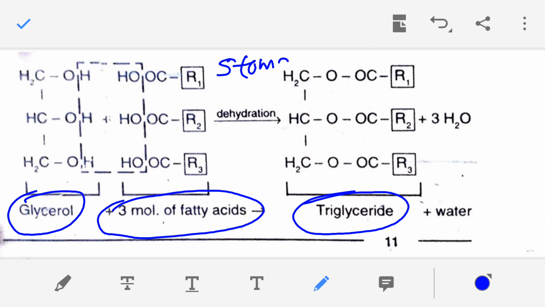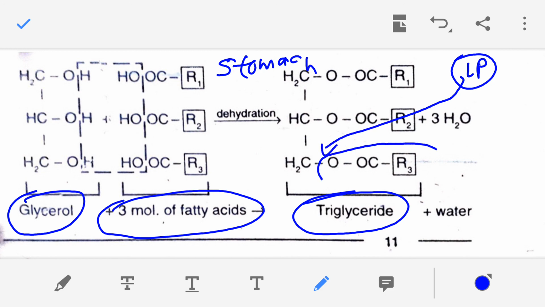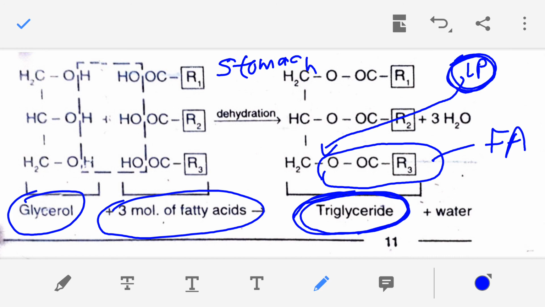So now in the stomach, what is happening? Lingual lipase enzyme, where is it acting? So it is acting over here, okay? So what happened? Due to the action of lingual lipase, one fatty acid is removed from the triglyceride in the stomach. So this triglyceride is converted into diglyceride.